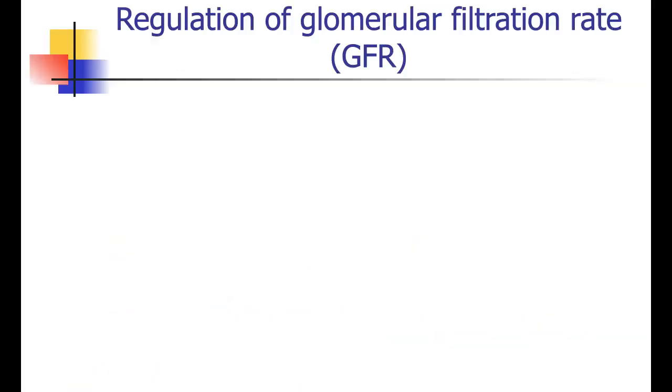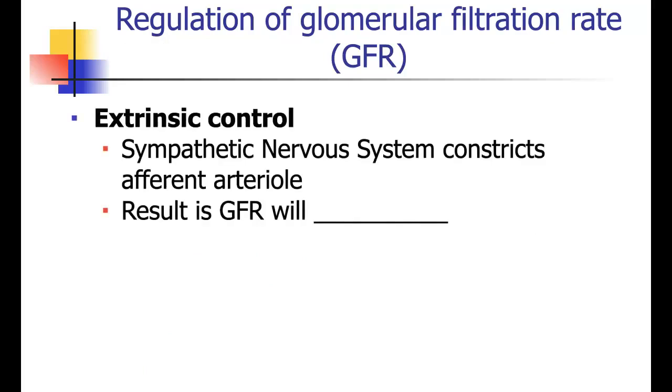Okay, so regulating this GFR, the glomerular filtration rate, is really important. And we have a lot of different kinds of controls. The first one we'll talk about is the extrinsic control. The sympathetic nervous system constricts the afferent arteriole. So it's changing this GFR by changing blood pressure. How is it changing it? Well, if you constrict the afferent arteriole, so you constrict the amount of blood going into the kidney, GFR will decrease.